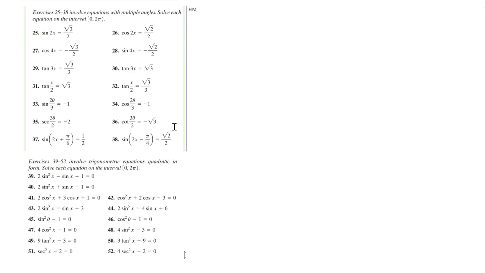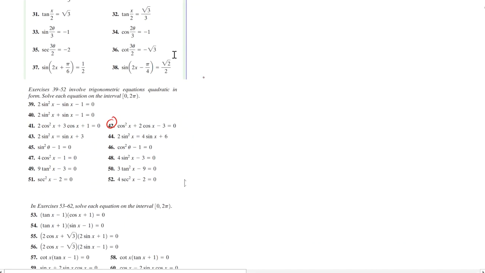Another type of question we're going to look at involves solving trigonometric equations that look like quadratics. So let's take a look at another one here. Let's do 42. If we look at 42, we have cos squared x plus 2 cos x minus 3 equals 0. In this case, it does look very similar to a quadratic because you have a cos squared.